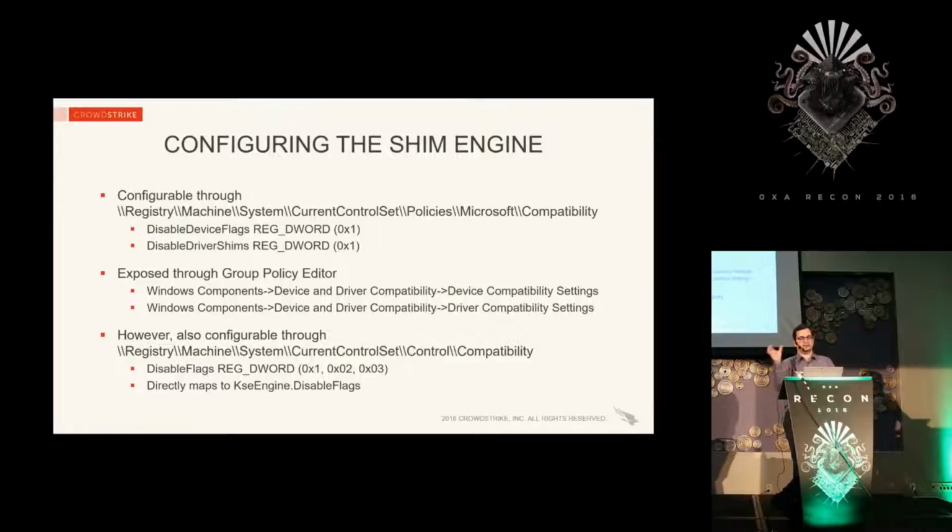Then there's a secondary registry key, which is in current control set control compatibility, which for your system, you can use disable flags. Disable flags 1 means you're disabling driver shims. Disable flags 2 means you're disabling device shims. And both of them together, aka 3, means you're disabling both kinds of shims.